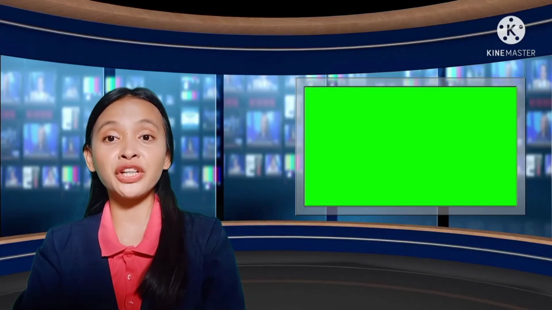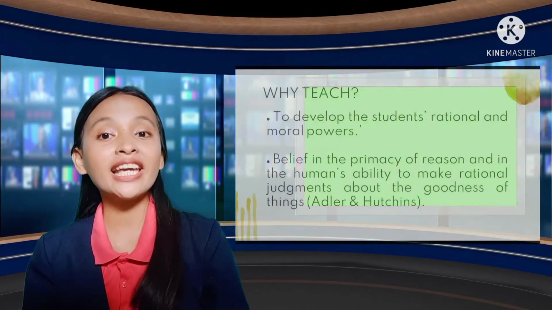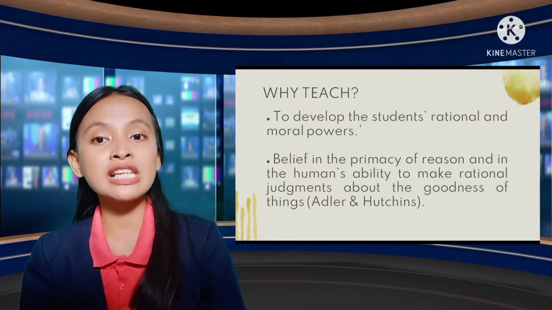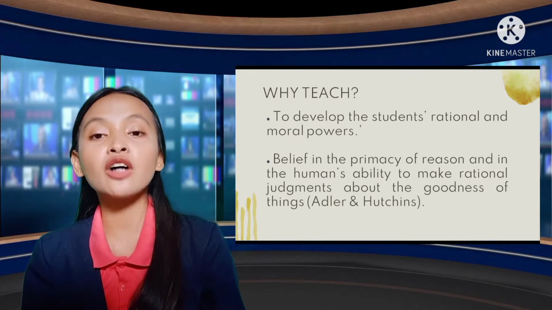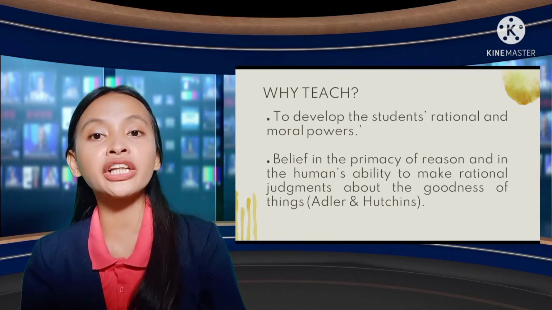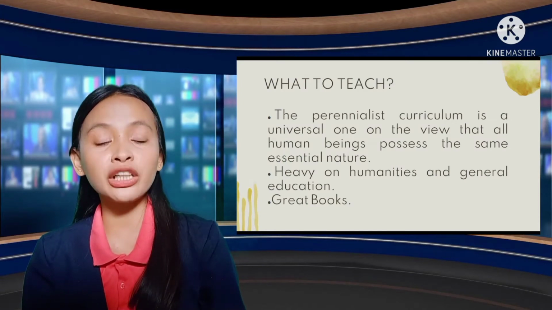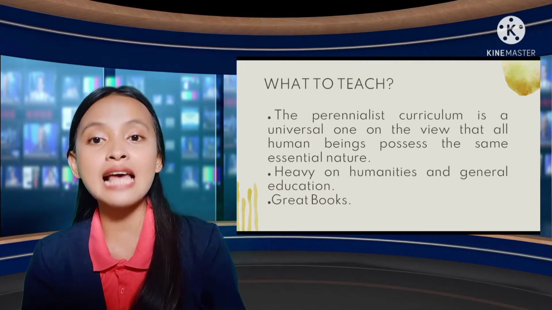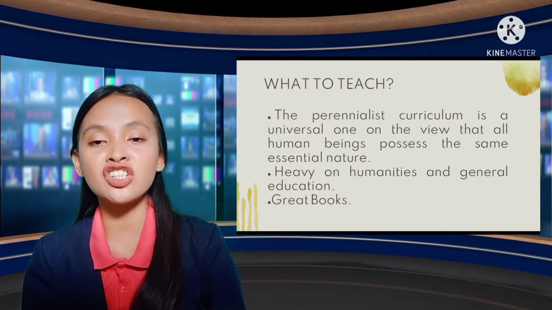Let's go to the third one, perennialism, or rational humanism. Why teach? To develop the students' rational and moral powers. Belief in the primacy of reason and in the human's ability to make rational judgments about the goodness of things, according to Adler and Hutchins. What to teach? The perennialist curriculum is a universal one on the view that all human beings possess the same essential nature, heavy on humanities and general education.